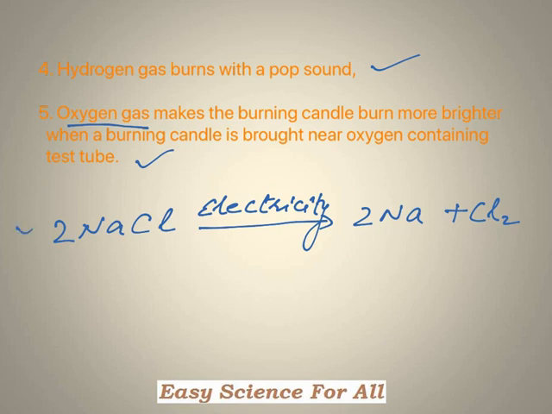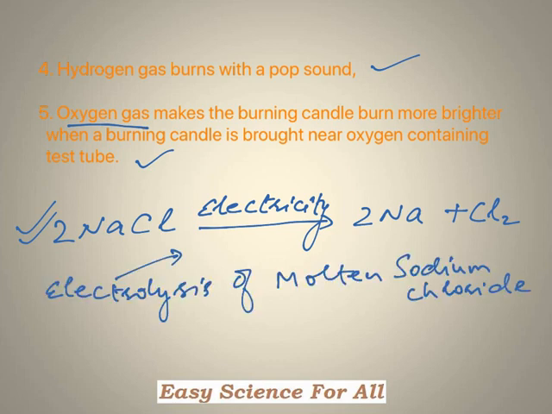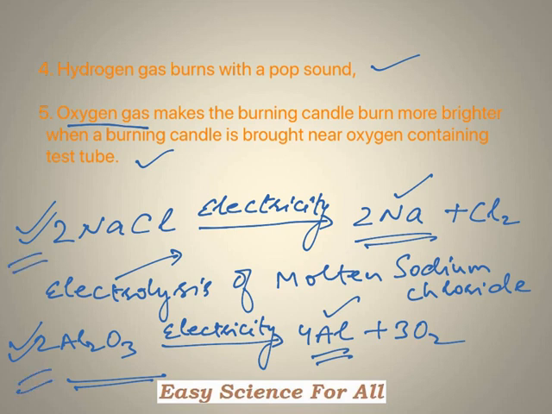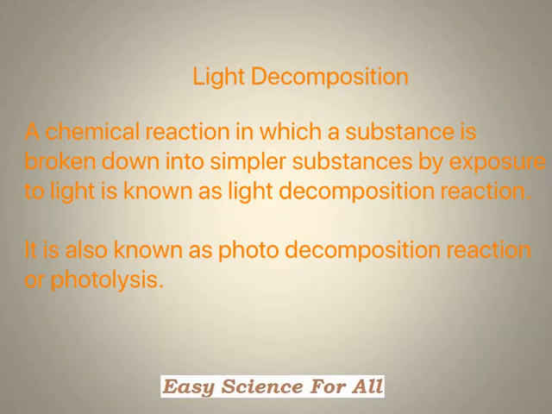There are other examples of electrolysis as well. For example, this one is electrolysis of molten sodium chloride, and this one is electrolysis of molten aluminum oxide. In both these electrolysis, we are getting sodium metal and aluminum metal. These two kinds of electrolysis are used to extract several metals from their naturally occurring compounds like chlorides and oxides.